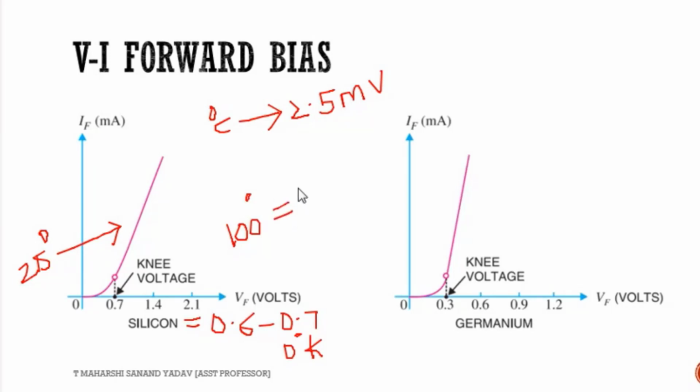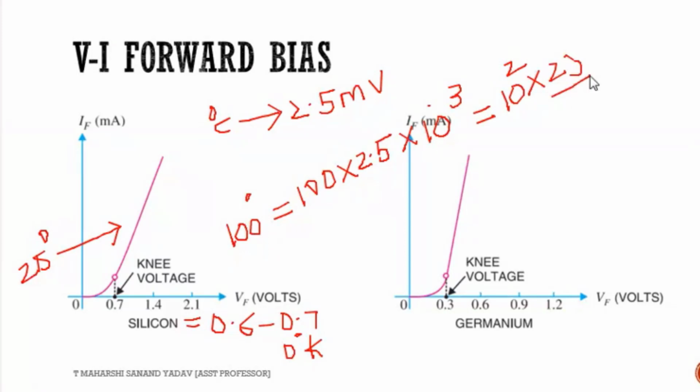So simply you need to multiply this 100 with 2.5 millivolt. What is milli? Is it 10 to the power minus 3 or 10 to the power minus 6? Millivolt, minus 3. So you try to solve this: 100 into 2.5 into 10 power minus 3. So 100 can be written as 10 square.